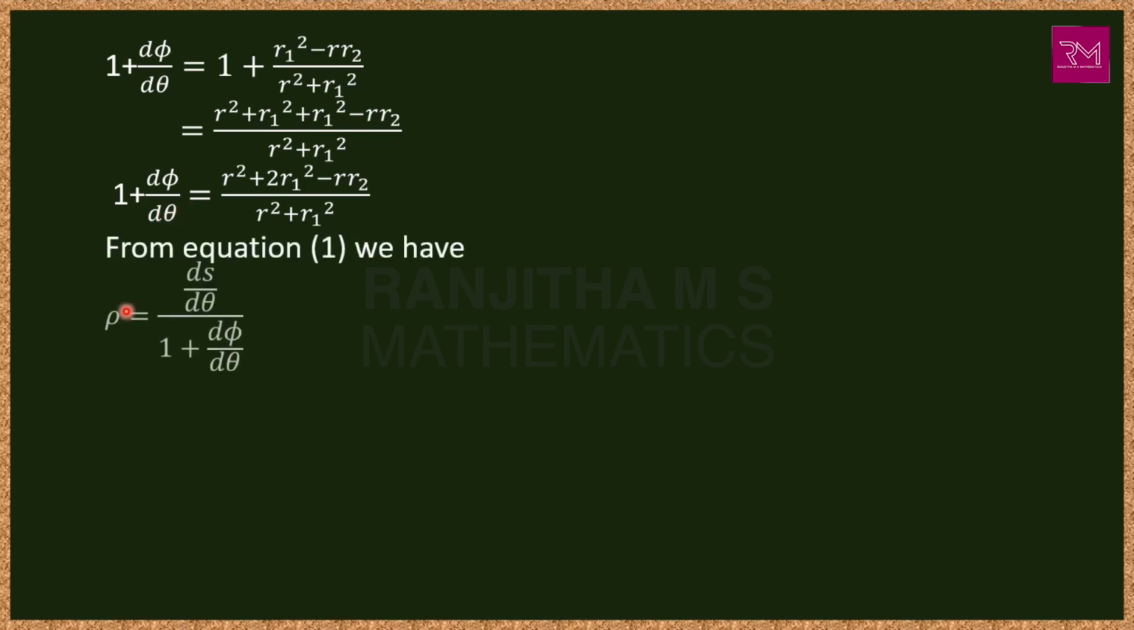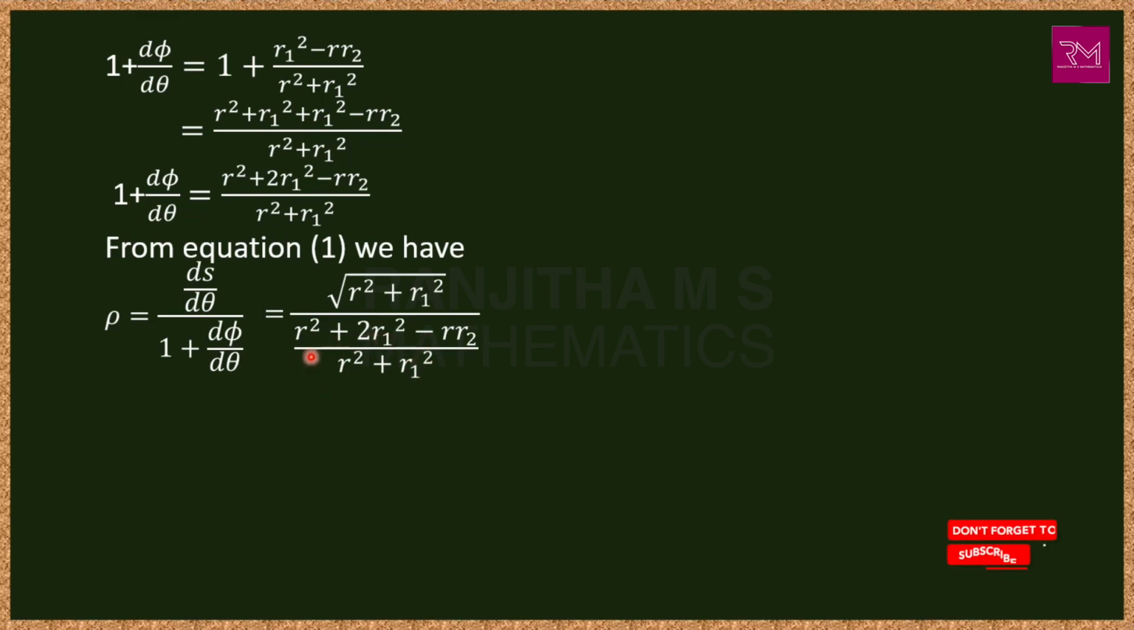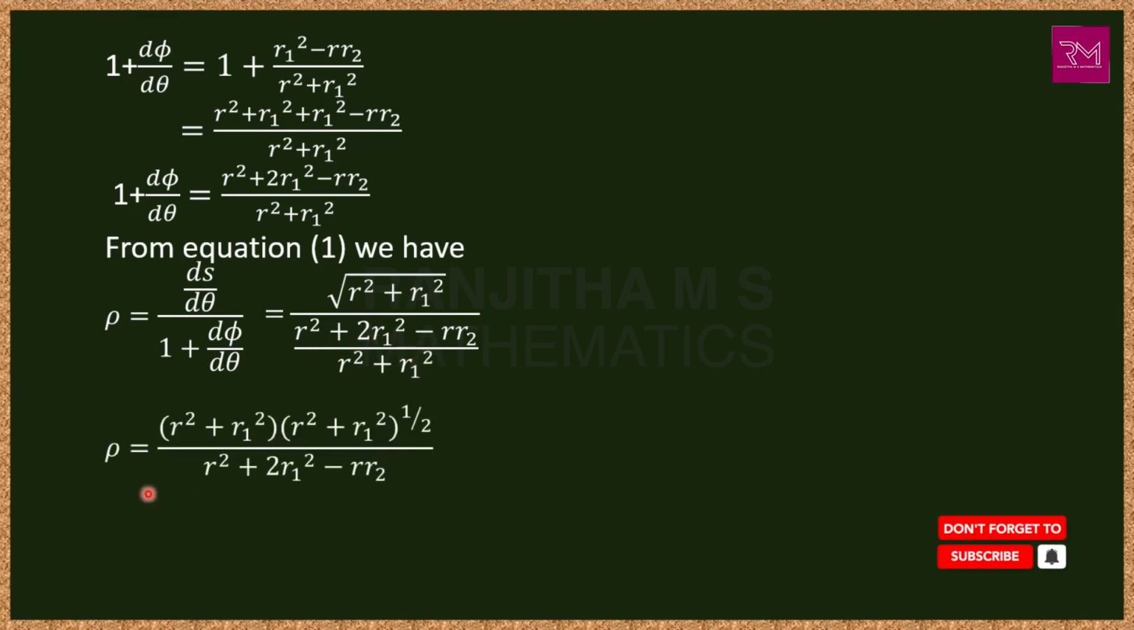Hence equation 1 becomes rho, which is equal to ds by d theta divided by 1 plus d phi by d theta. Substituting ds by d theta value as square root of r square plus r1 square divided by 1 plus d phi by d theta value as r square plus 2r1 square minus r into r2 divided by r square plus r1 square. If we take r square plus r1 square to the numerator, that becomes rho is equal to r square plus r1 square into square root of r square plus r1 square, we can write it as r square plus r1 square whole power 1 by 2, divided by r square plus 2r1 square minus r into r2.